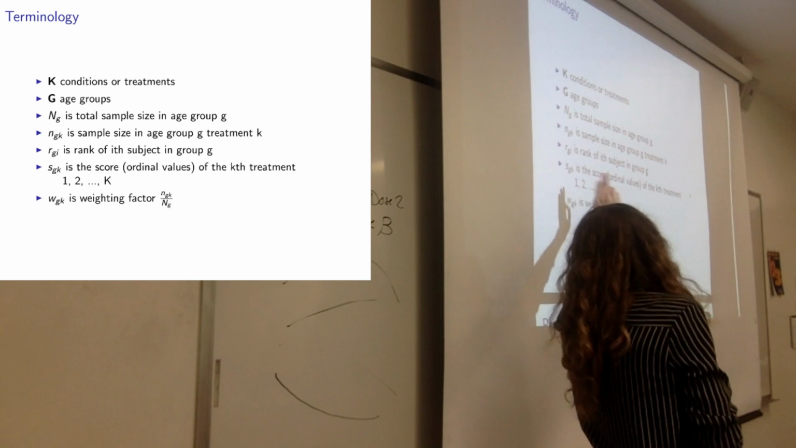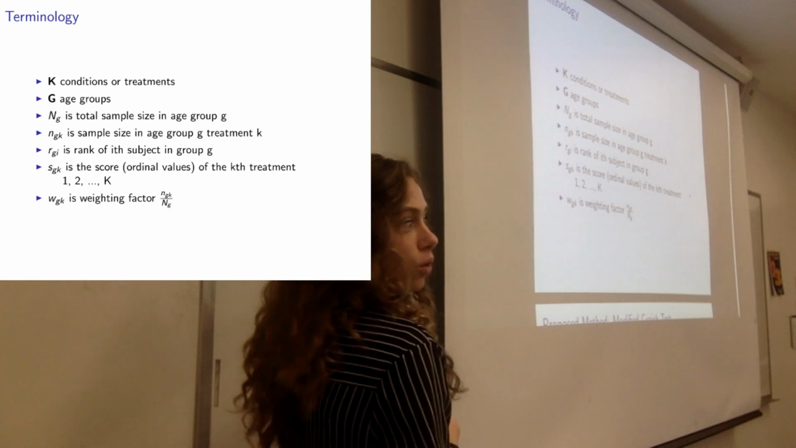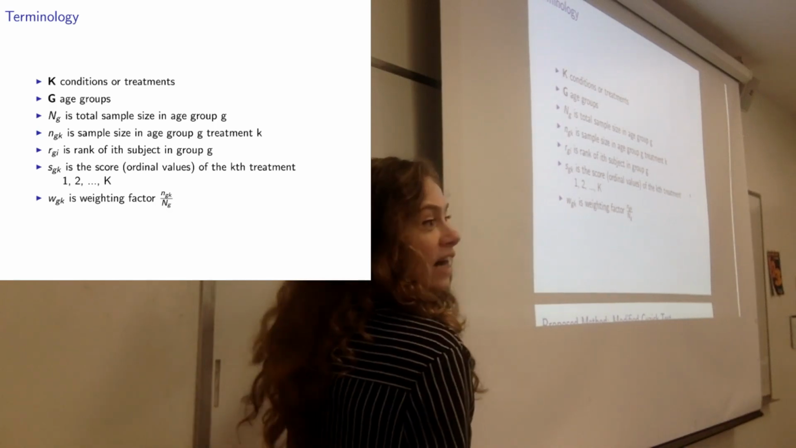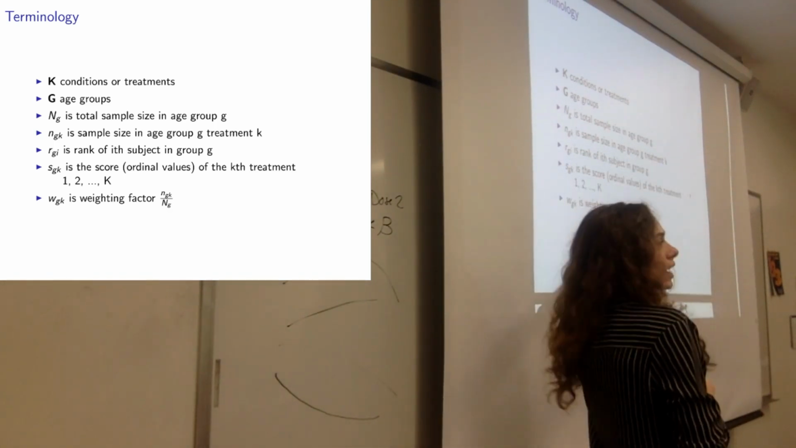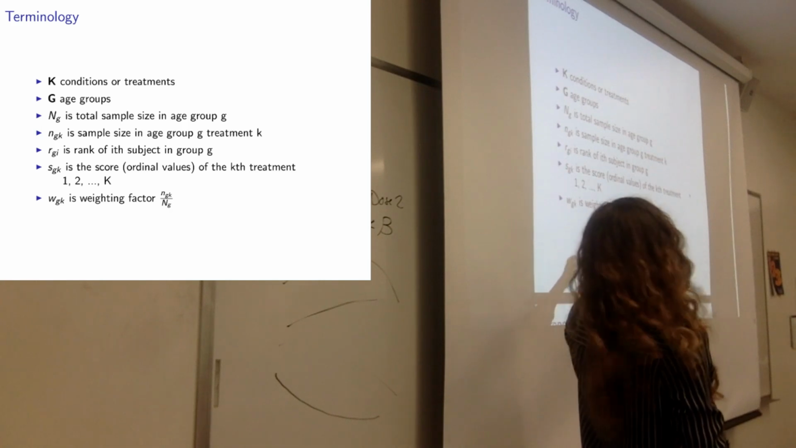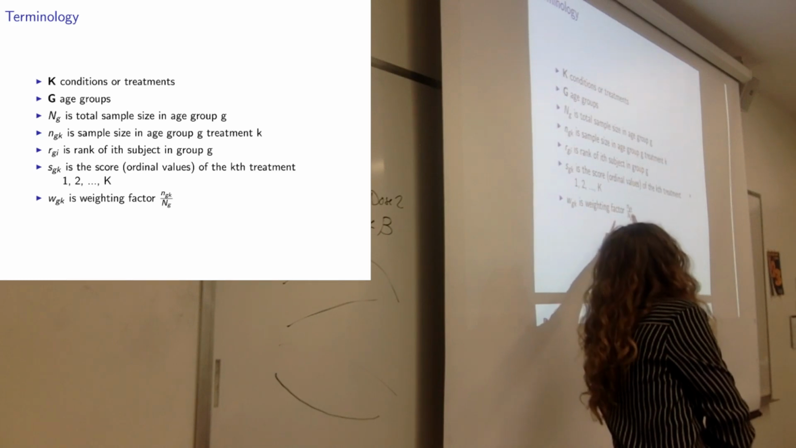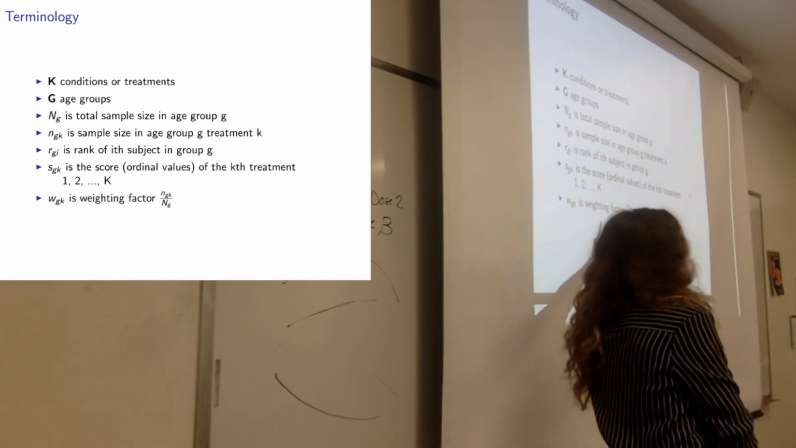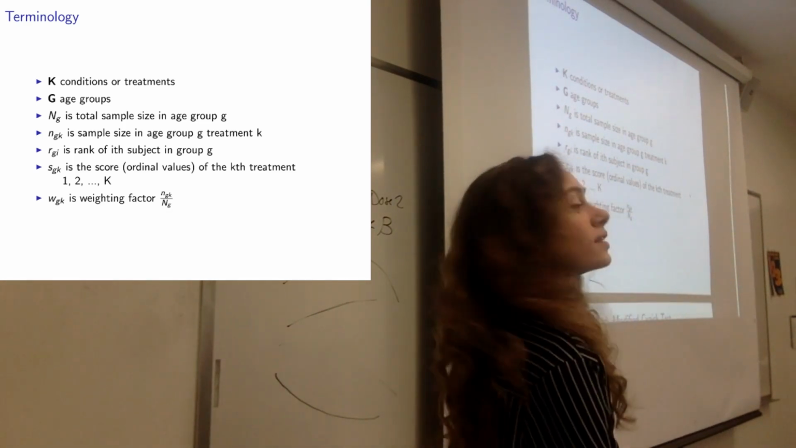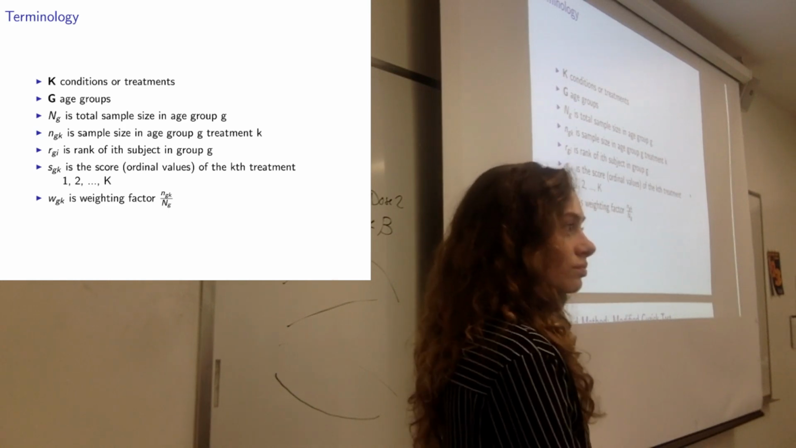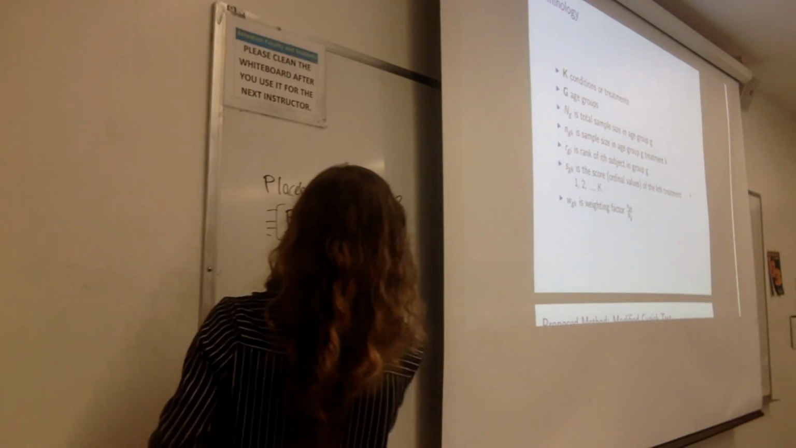SGK is the score of the treatment type. So 1, 2, 3, or that could be the effect size, 0.1, 0.5, 0.8, and that's the score. And then finally, we have this weighting factor, because you want to take into account how much contribution each group and treatment is having. So you just have this weighting factor, which is the number of people in that group, in that treatment, for that age group. Yeah? So for each age group, you have different scores, right? Yes. Yep.